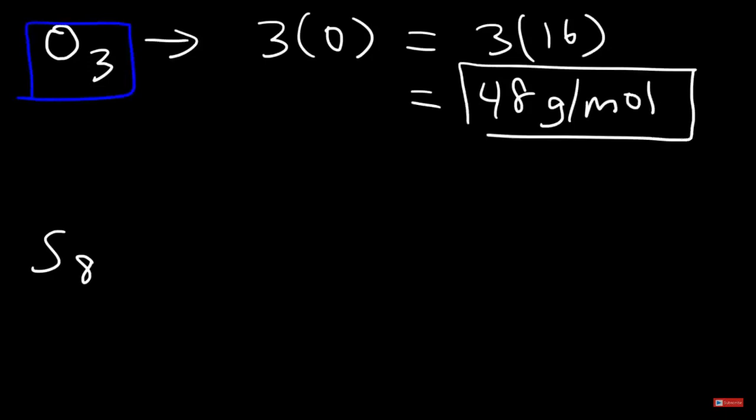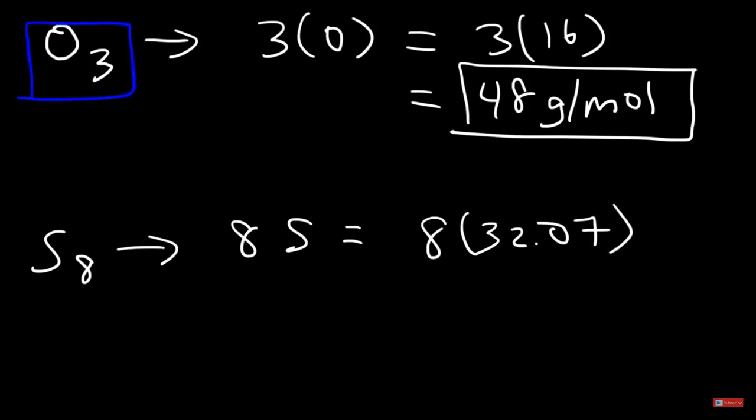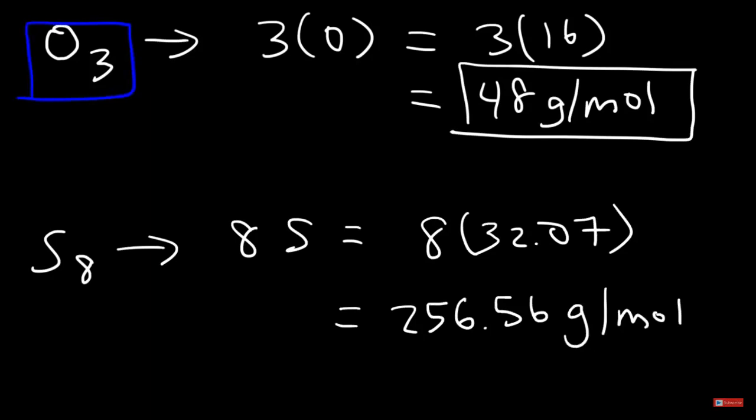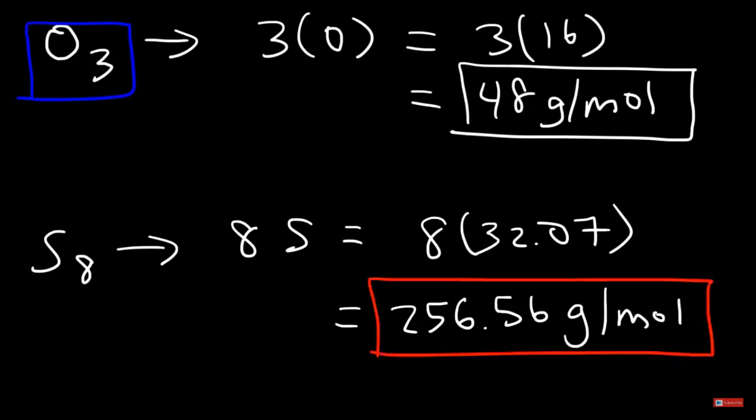Now what about the molar mass of sulfur, S8? We have 8 sulfur atoms, and the average atomic mass of each sulfur atom is 32.07. So we need to multiply 32.07 by 8. This will give us the molar mass of sulfur. It's 256.56 grams per mole. So as you can see, it's very easy to calculate the molar mass of something. But let's try some harder examples.